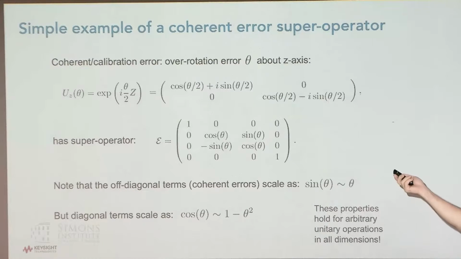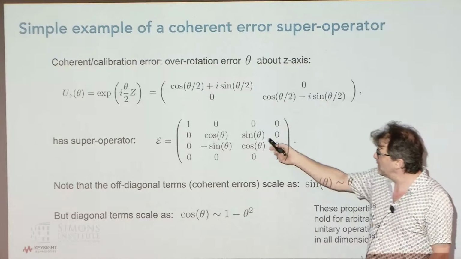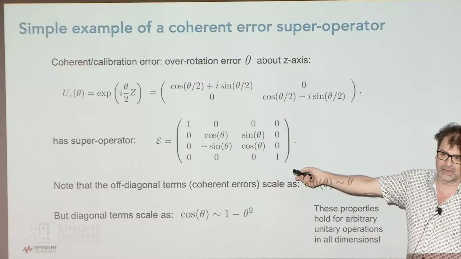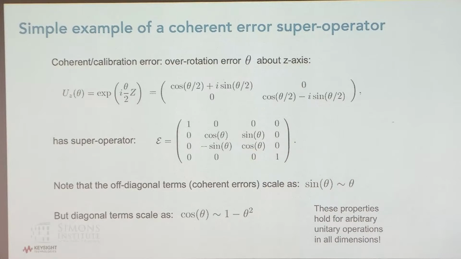So think about, as an example, a simple rotation about the z basis. And then that's the representation of the unitary matrix. And if we go to the superoperator representation, we get the representation of that in O(3). So just the standard rotation in three-dimensional space that you learned about in second grade.